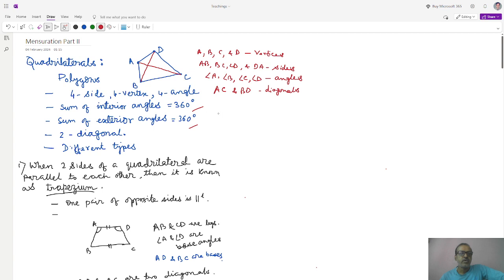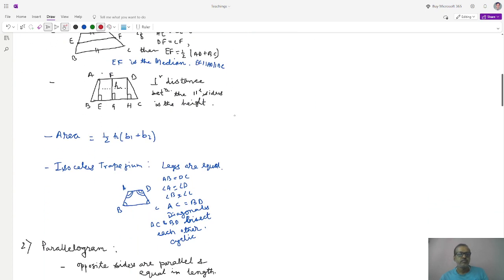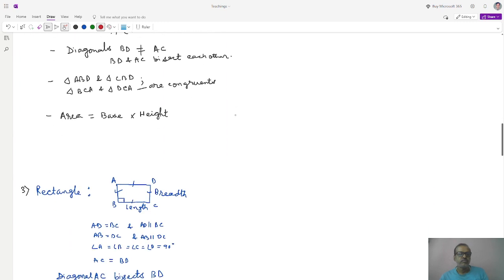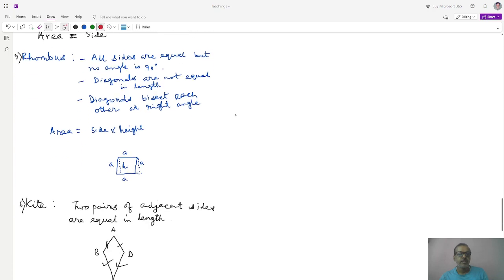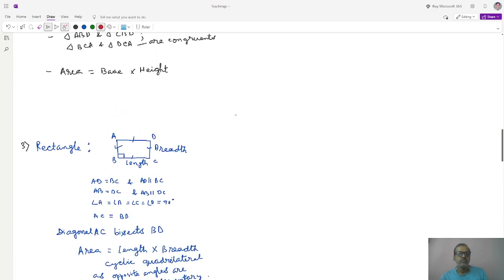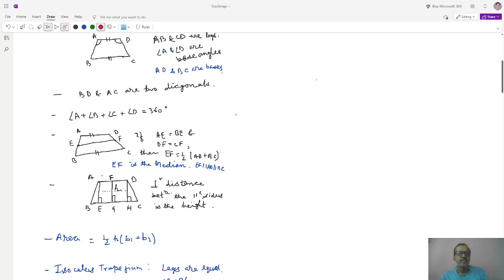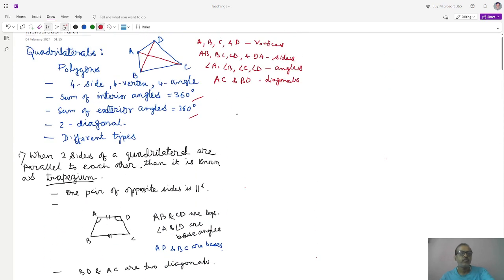Quadrilaterals are of different types. They may be classified into trapezium, parallelogram, rectangle, square, rhombus, kite. Now, one by one, I am discussing the different types of quadrilaterals. First of all, I am going to discuss about the trapezium.